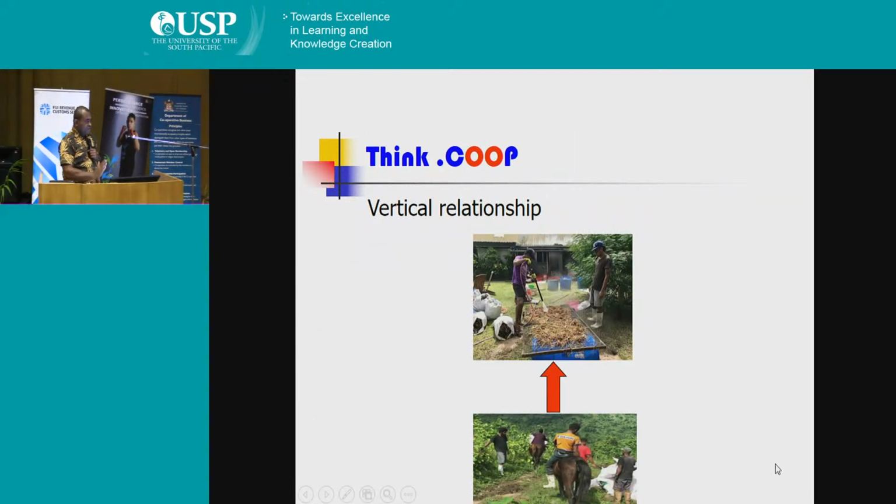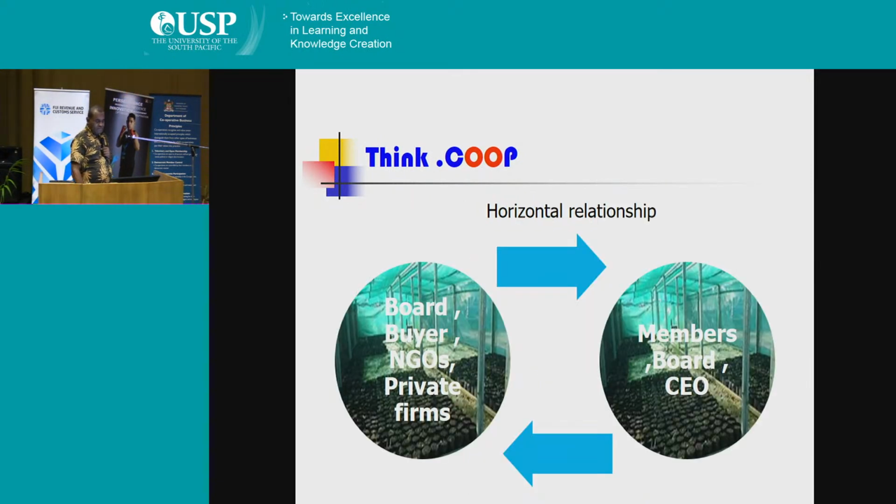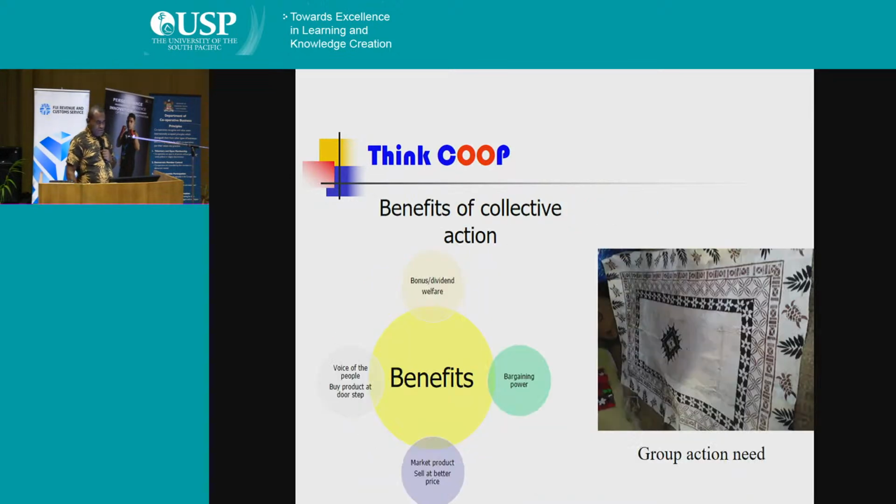Strengthen your relationship vertically. Vertically means to your board members or the management level, those who are guiding you, those who are leading you. And horizontally, amongst board members, amongst themselves, and also to the suppliers, to the buyers, externally. Still think cooperatively, the benefits of collective action or joining the cooperative.